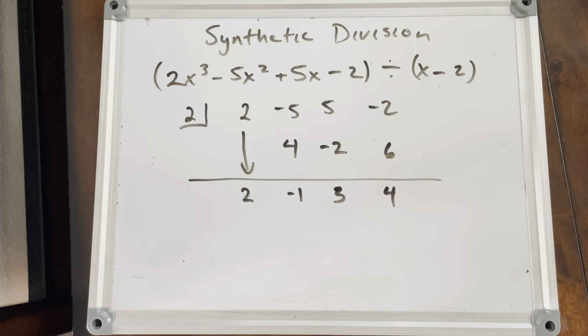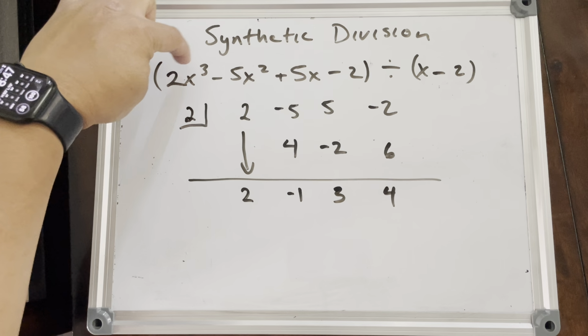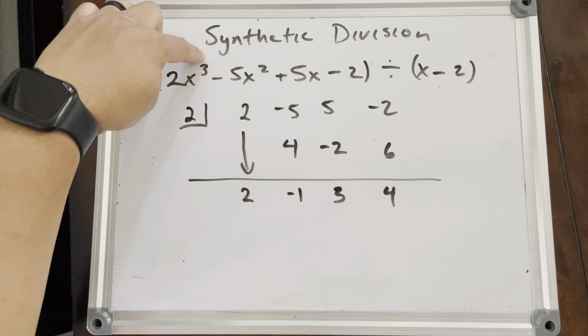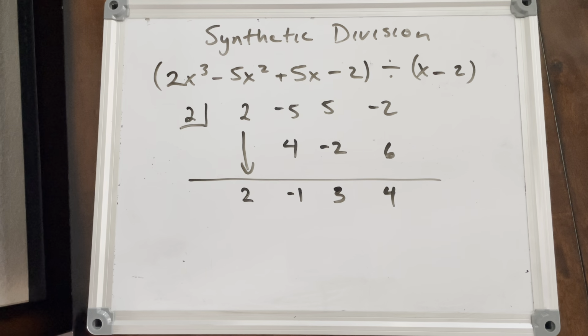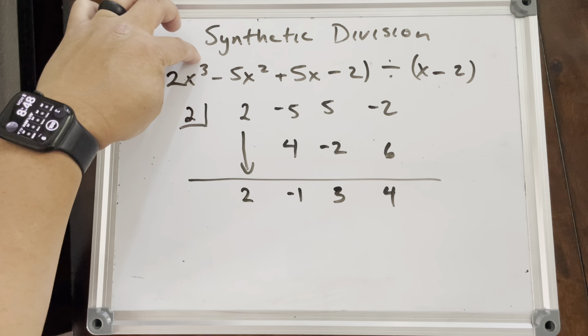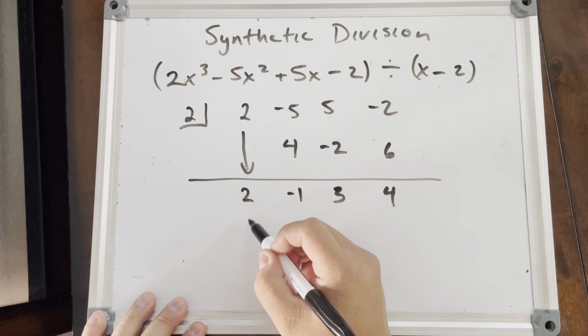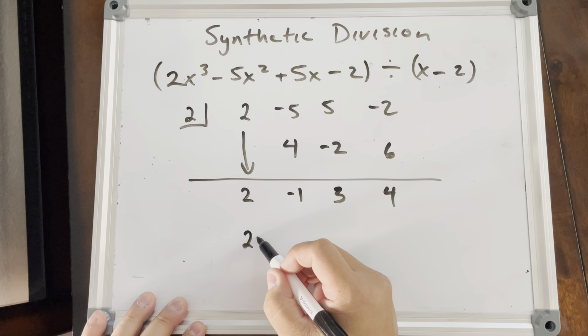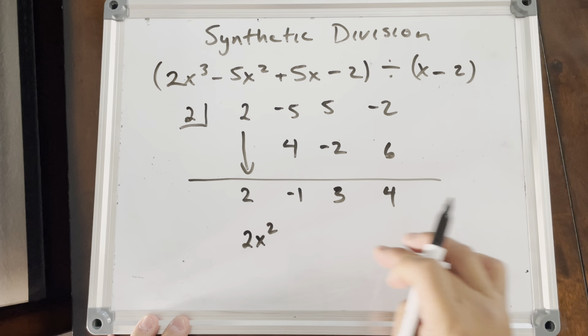Now we have to write our answer, and in order to do that, we look at our original equation. This is 2x to the 3 power. The biggest term is 3. My new equation is always going to start one degree less. So since this was to the 3 power, the answer will start to the 2 power. So this 2 drops down, 2x to the 2 power, and then you just keep decreasing it by 1.